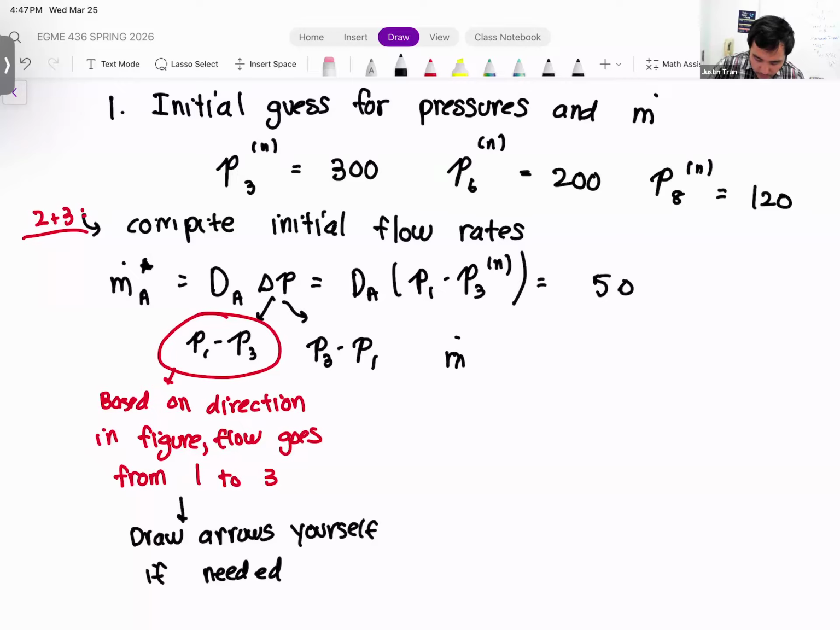I'm going to do the exact same thing for all the other pipes, and I am going to go a little bit quickly just to make sure that we finish this example. So m dot B is going to be dB multiplied by P3N minus P2, which is equal to minus 20.